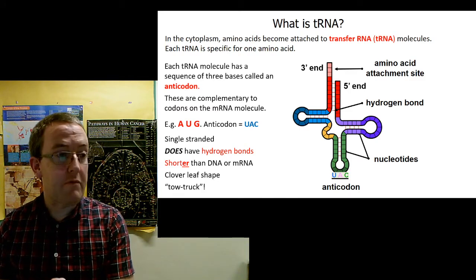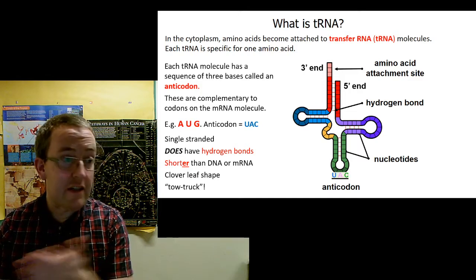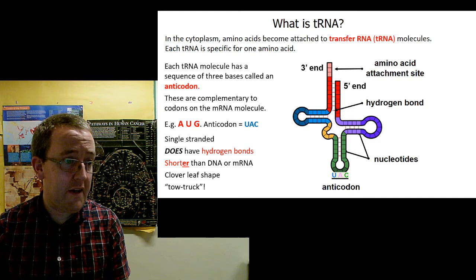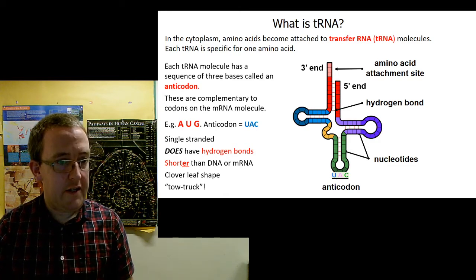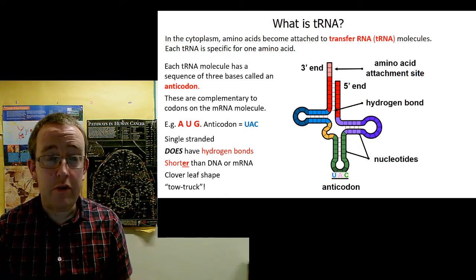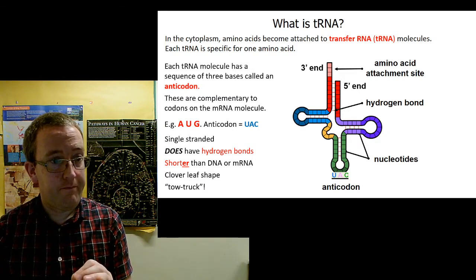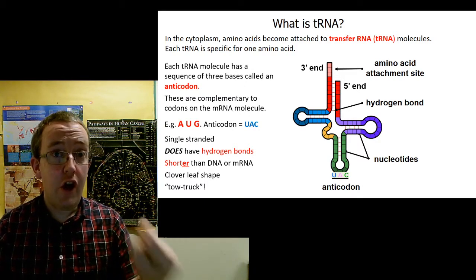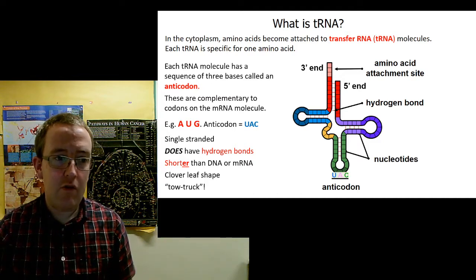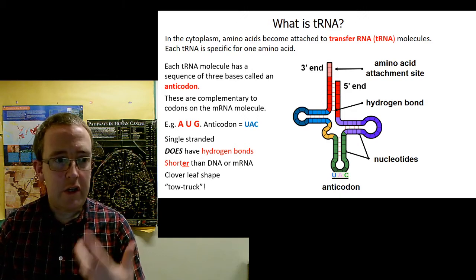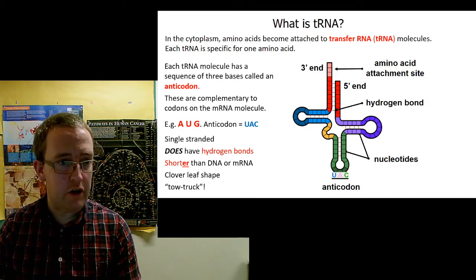So if you were comparing DNA to tRNA, you would say, well, they both have hydrogen bonds between bases, okay, which RNA doesn't. So be careful that you've got the difference between whether or not it's single or double-stranded and whether or not there are hydrogen bonds, okay? It's shorter than either DNA or mRNA, okay? It's very, very short. But again, use the comparative terms, use the -er on the end.